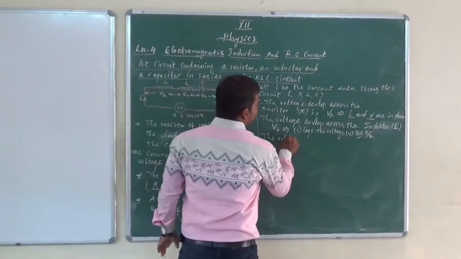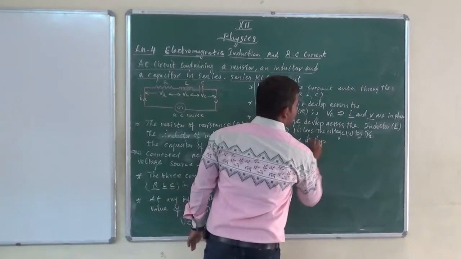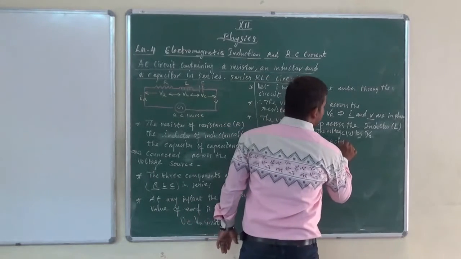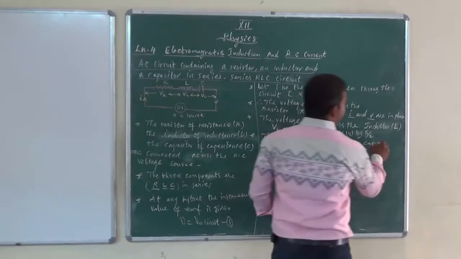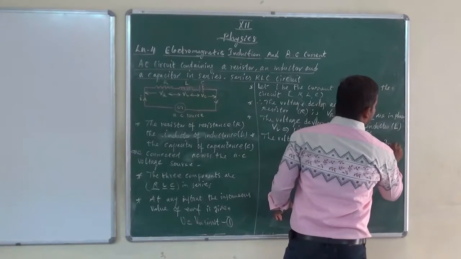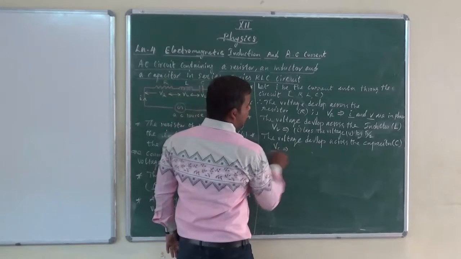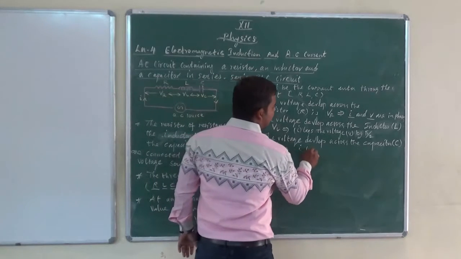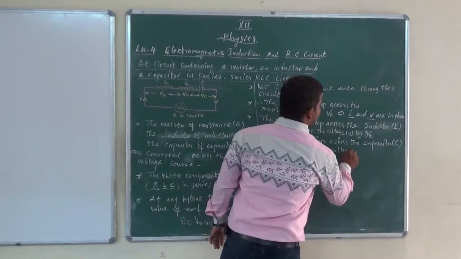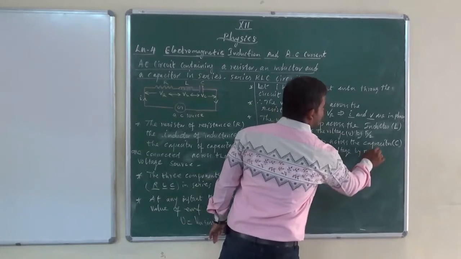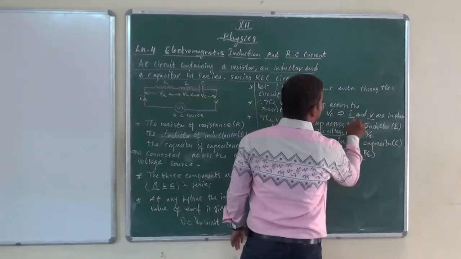The voltage developed across the capacitor, represented by C, is VC. That means the current leads the voltage by pi by 2. Am I correct? These are very important. When I underline, this is very, very important.